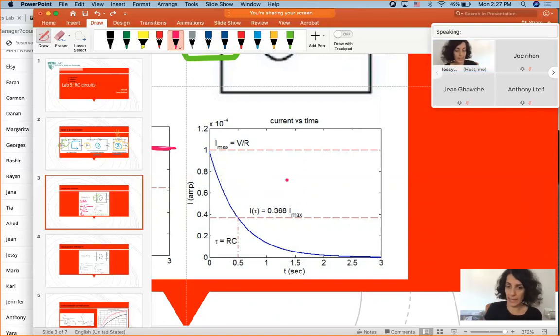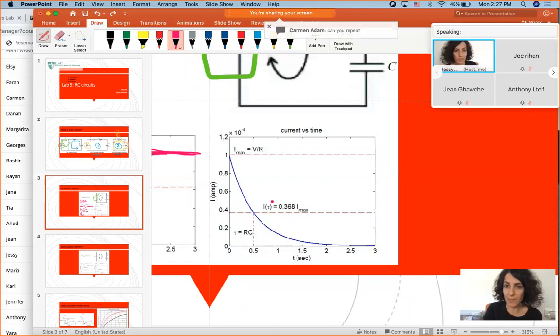Okay, so I'm going to say, no, I did not remove the battery yet, Anthony. So I'm still charging. Look, I'm still charging my capacitor.